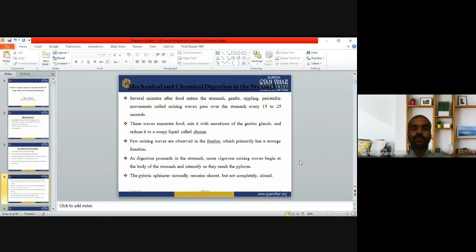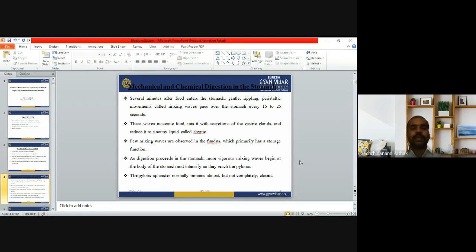As digestion proceeds in the stomach, more vigorous mixing waves begin at the body of the stomach and intensify as they reach the pylorus. The pyloric sphincter normally remains almost, but not completely, closed. So, how will the peristaltic movement help in this process?